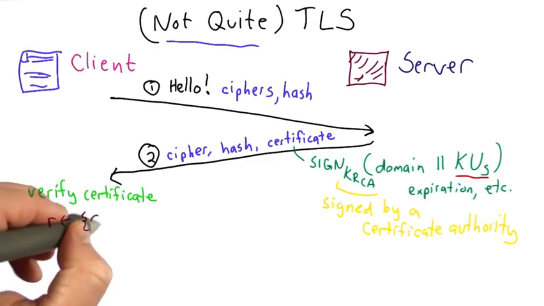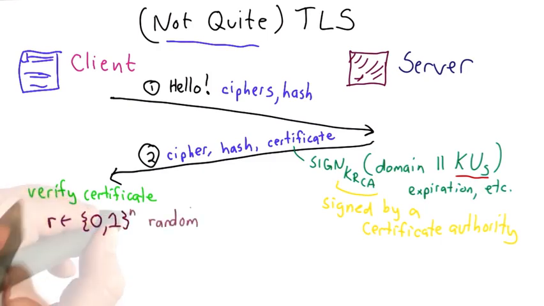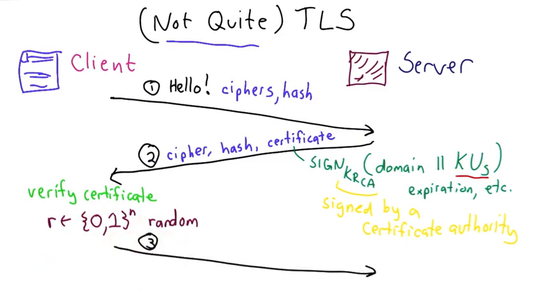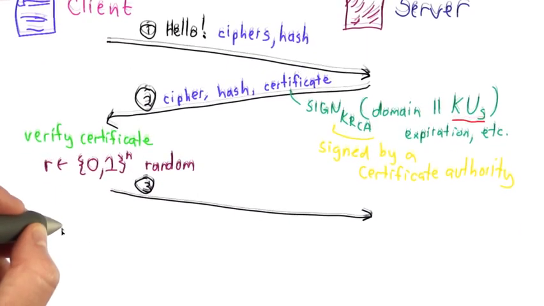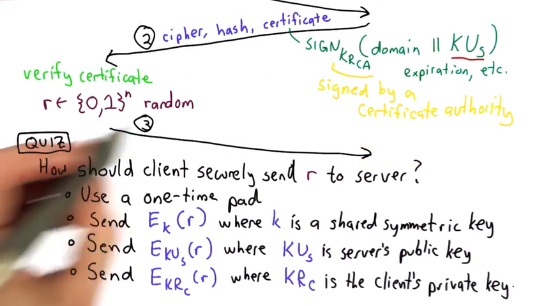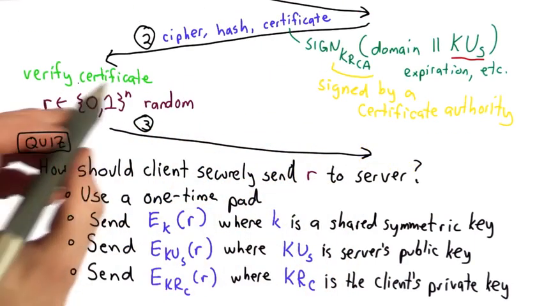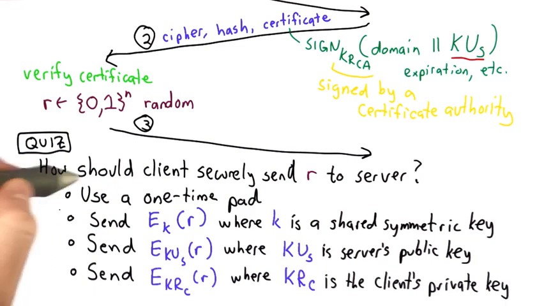The next thing the client will do is select a random number, some random value that will be used to generate the session key. So in the third step, the client wants to send back that random value to the server, but in a way that's secure. Let's make that a quiz to see if you can figure out how to do that. So the question is, how should the client securely send the random value to the server? Check the best answer from the list below.